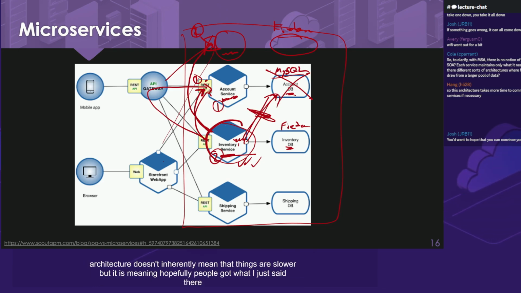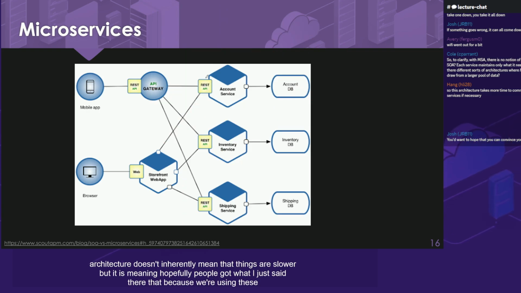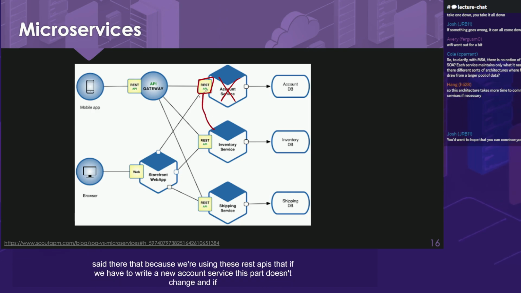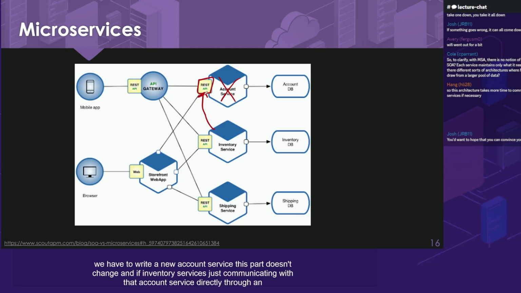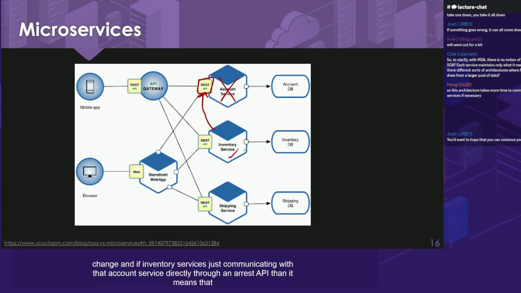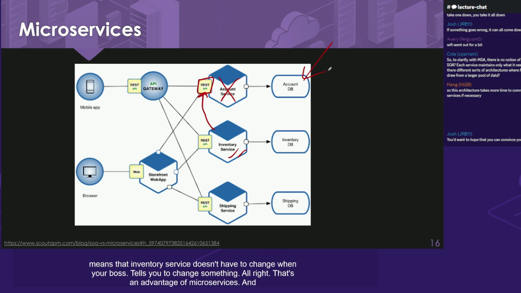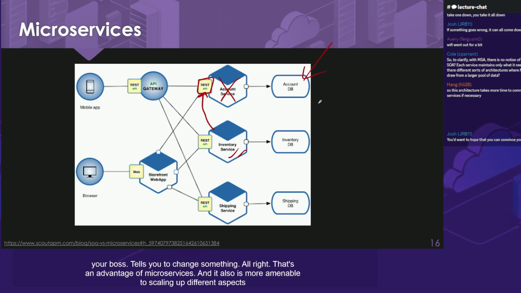Hopefully people got what I just said there: because we're using these REST APIs, if we have to write a new account service, this part doesn't change. And if inventory service is just communicating with that account service directly through a REST API, then it means that inventory service doesn't have to change when your boss tells you to change something. All right? That's an advantage of microservices. And it also is more amenable to scaling up different aspects of this.